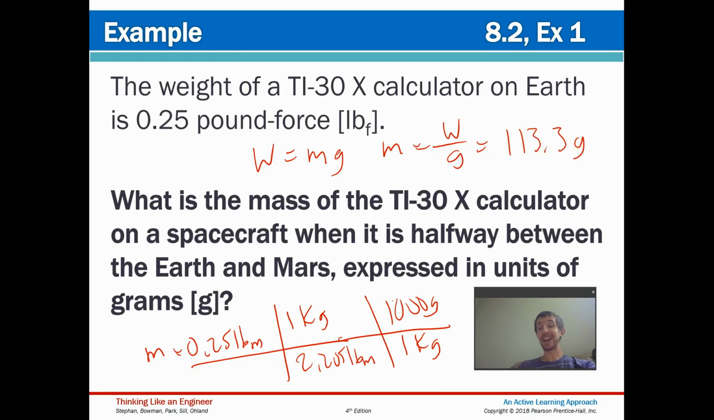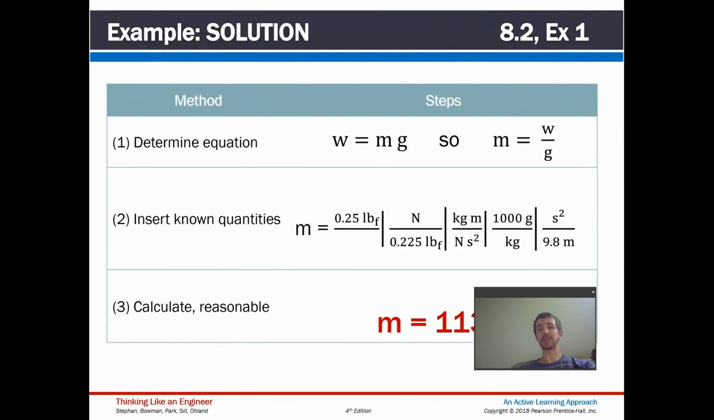Now we're moving it halfway between Mars and Earth. But does that matter? For mass, your mass is constant. It doesn't change if you move somewhere else. Your weight does, your mass does not. And so the answer will still be 113.3 grams, or 113 grams if they round it. And if I move my head out of the way, 113. Woo! So be careful. They will try to trick you.